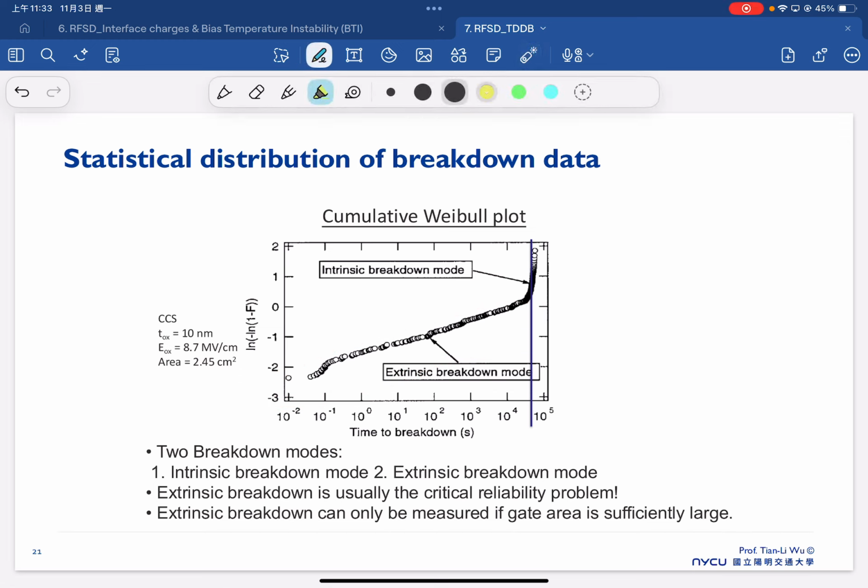So say, this one is mainly due to the extrinsic, and this one is mainly due to the intrinsic. But also from the Weibull fitting, from the Weibull parameter, we can observe that this one is very steep. The steep means that we have a very large beta. And this one is very flat, and therefore we have a small beta.